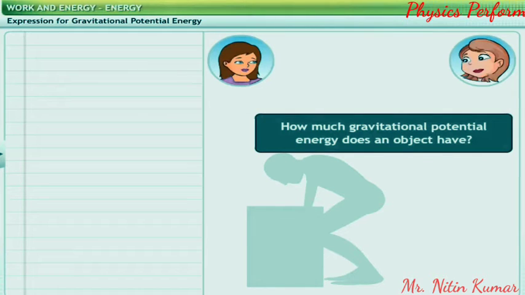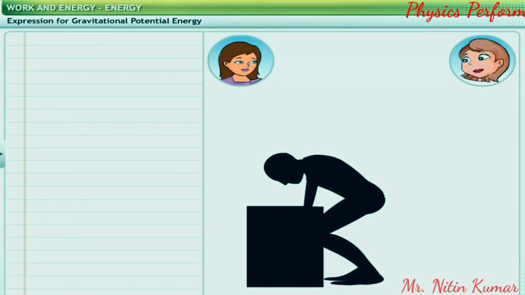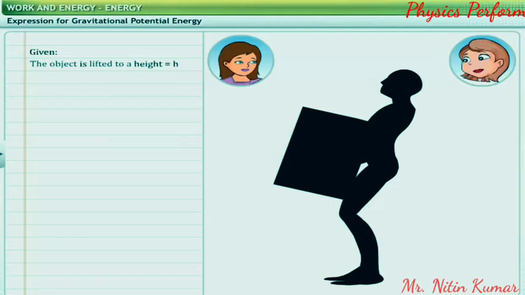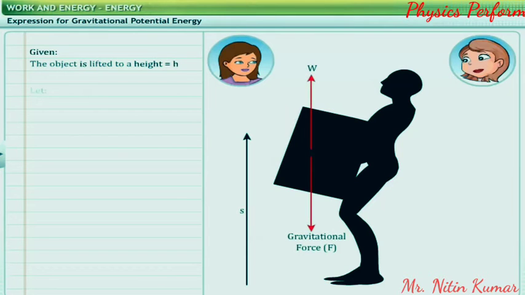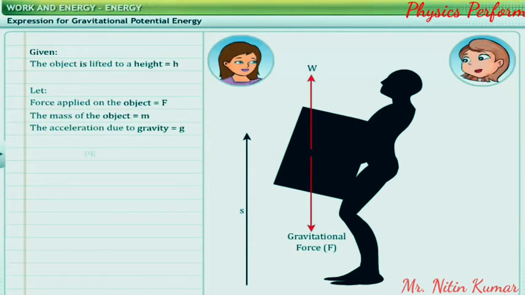But how would I know how much gravitational potential energy an object has? We can derive an expression for it. Consider an object being lifted to a height h from ground level. Potential energy stored in the object is equal to the work done on the object. Further, the work done upon the object is equal to the product of applied force and the displacement caused.